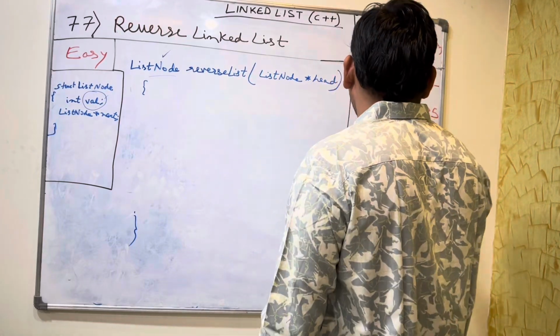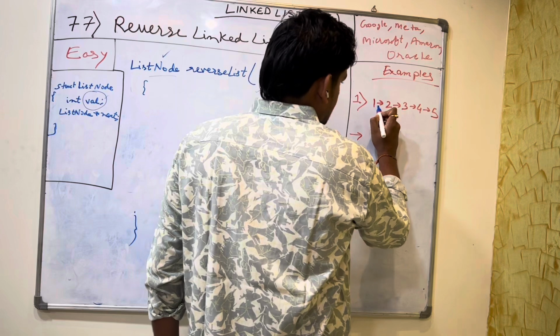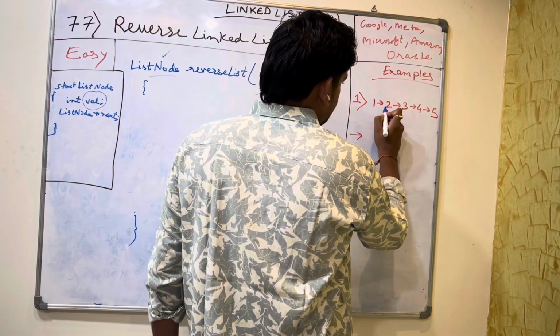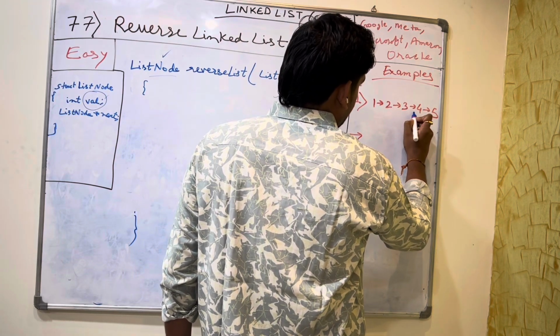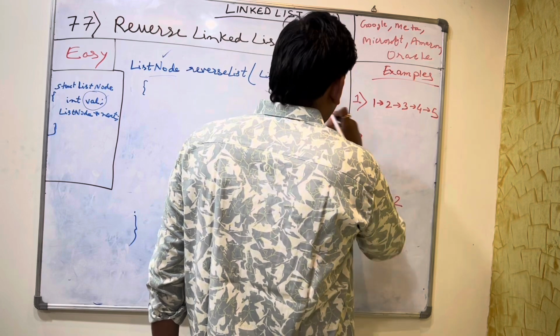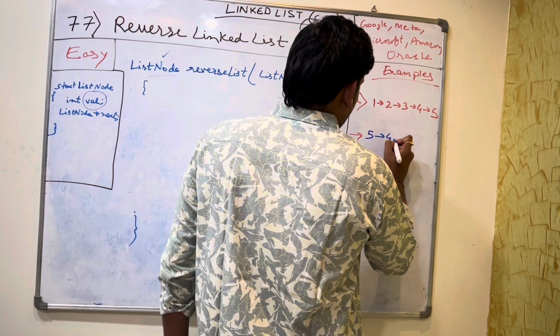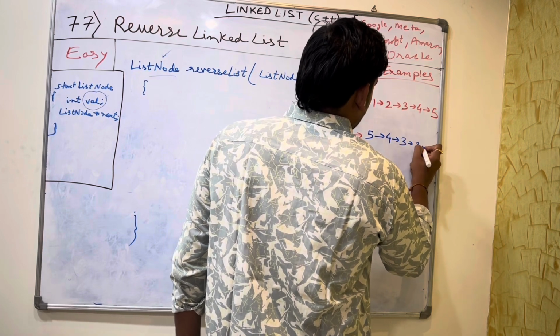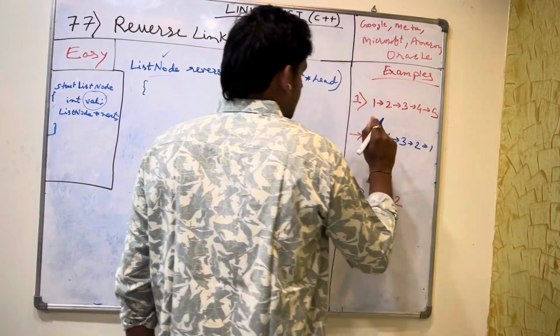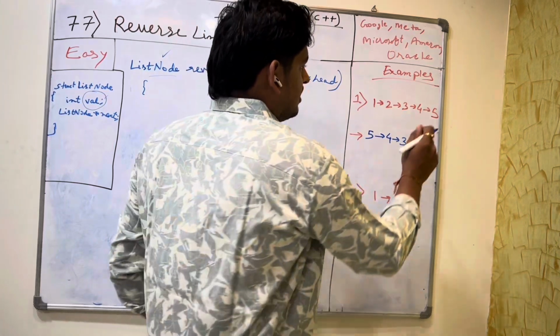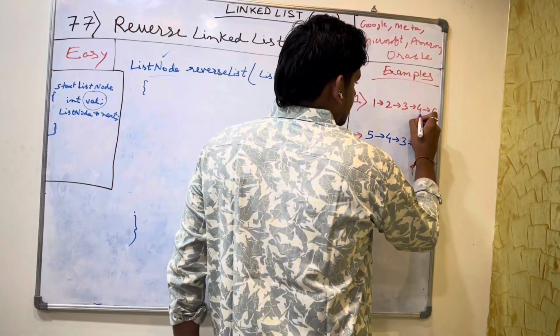By reverse I mean that these nodes are there. Here 1 is pointing to 2, 2 is pointing to 3, 3 is pointing to 4, 4 is pointing to 5. So after reversing, it would be like this. 5 will point to 4, 4 would point to 3, 3 would point to 2, 2 would point to 1 and the list will start from 5. The links which are there will get reversed.